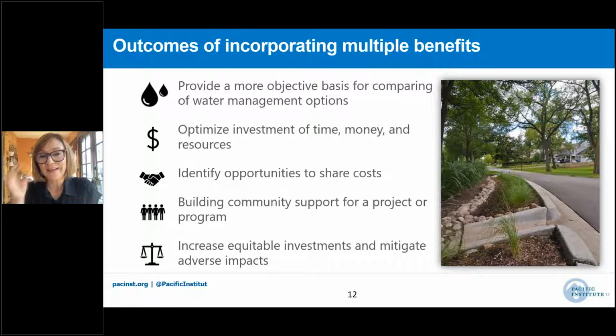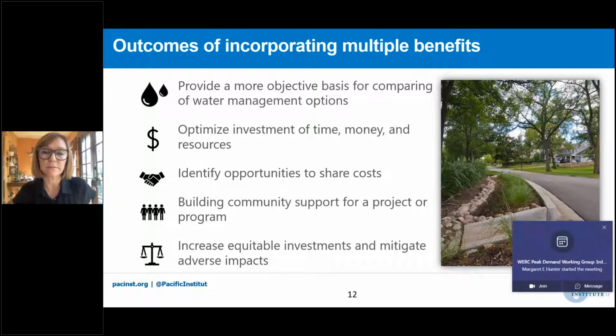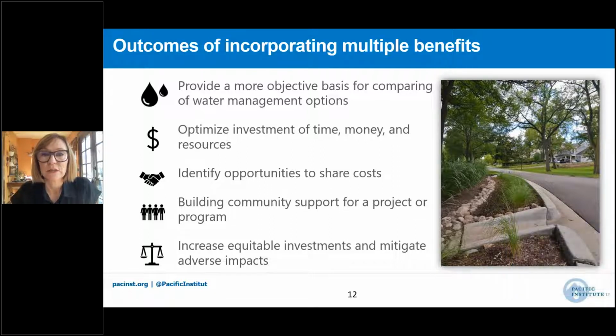And so this has been very much an overview of incorporating multiple benefits into water projects, programs, and policy. But these are some of the outcomes that are very potential and highly likely when you do incorporate a multi-benefit approach. So, thinking about how you optimize your investment of time, money, and resources. I briefly touched on the co-funding opportunities and sharing costs, and even thinking about increasing equitable investments and mitigating adverse impacts, thinking about that local community-based aspect as well.